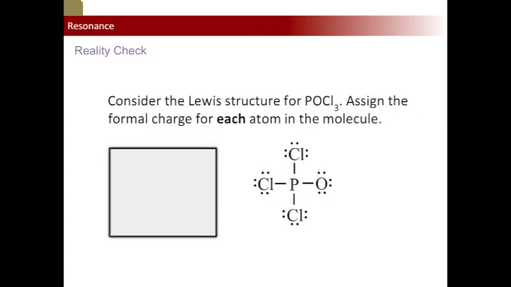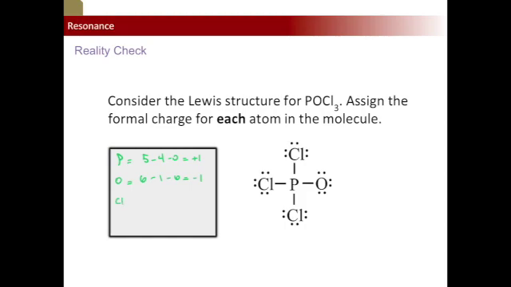Let's take a look at practicing assigning formal charges for another molecule, as you can see. We're looking at POCl3. Now let's assign the formal charge to each element. So let's start with the middle. Phosphorus has a valence of 5, and it's got 4 bonds and 0 dots, or a +1 charge. Now, the oxygen has 6 valence normally, and it's got 1 bond minus 6 dots, or a -1.